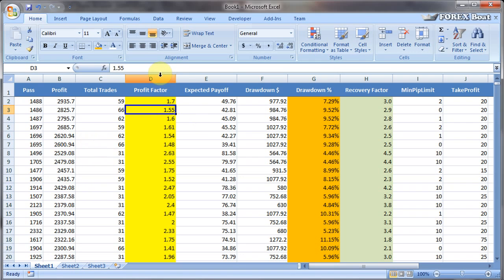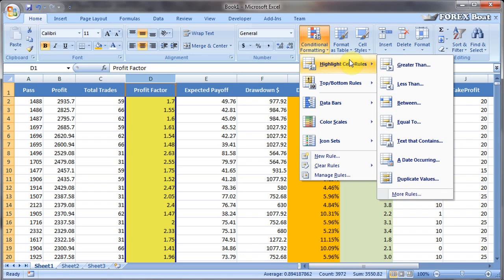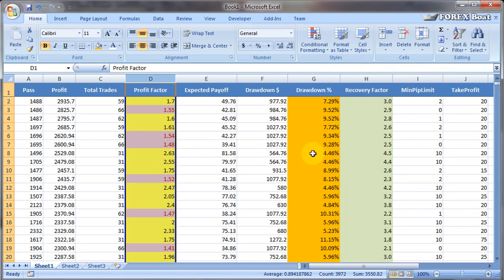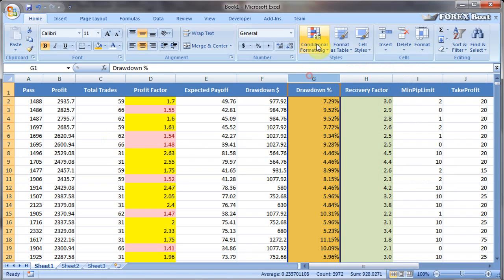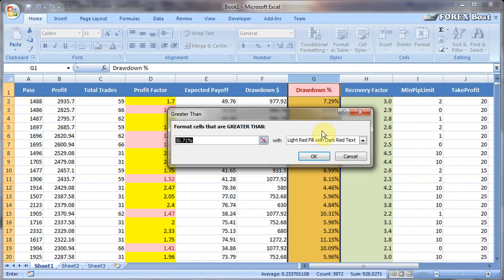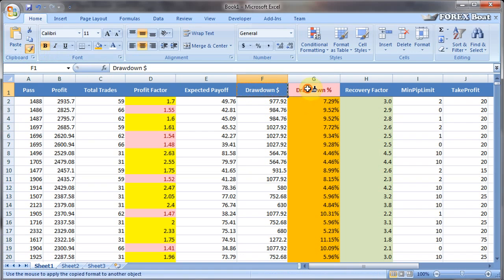So for starters, we will highlight the ones that we don't like. And to do that, we'll select the column, we'll click conditional formatting, we'll highlight cells, and we'll highlight all the cells that are less than, and here we're going to type in 1.6 because that's what we're looking for. Then we'll do the same thing for drawdown. We'll highlight cells that are greater than, and in this case we want all the cells that are greater than 15%. Okay, I'm just going to copy the format here.